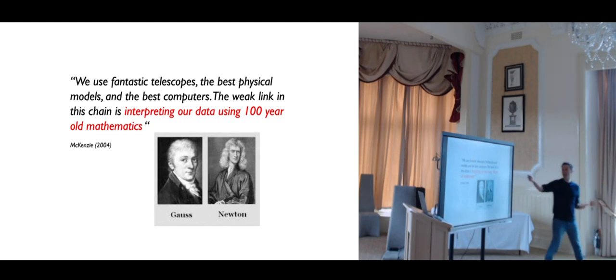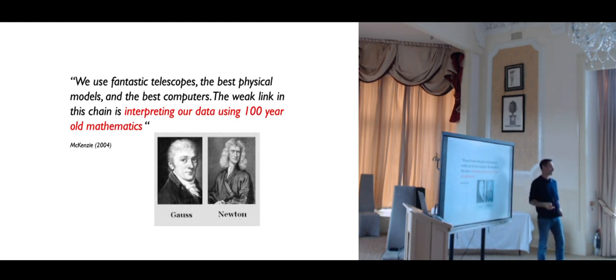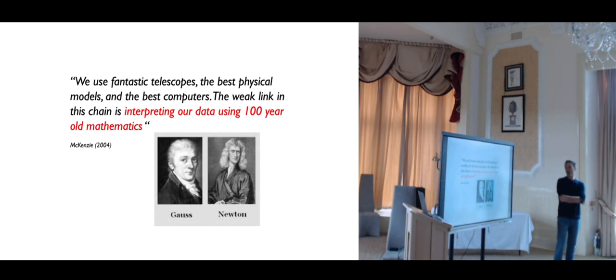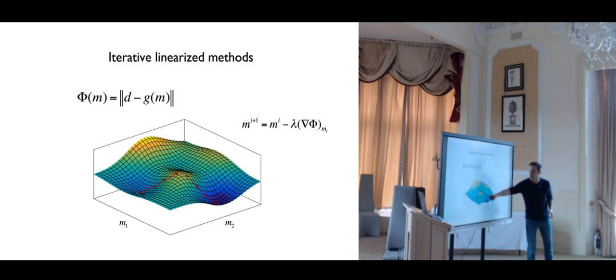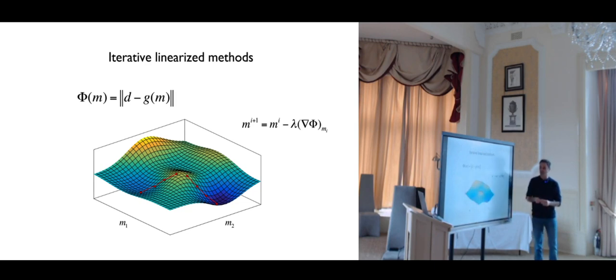So in our case, as Andreas was showing on Monday, we are using old mathematics, old optimization frameworks, to solve the inverse problem. So here is just a cartoon. It's a bit of a dramatic cartoon, because we have an objective function that we want to minimize, the norm of the difference between the data and the estimated data. We want to find the model M that minimizes this function.